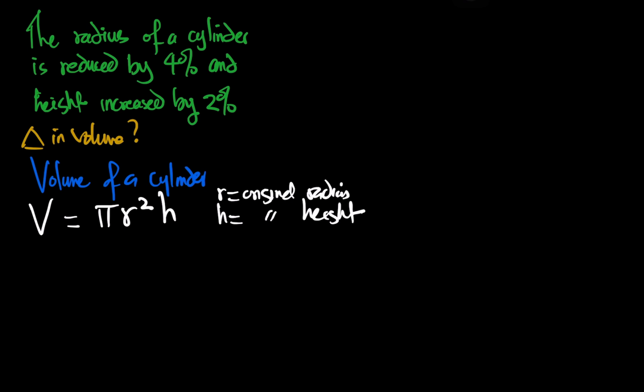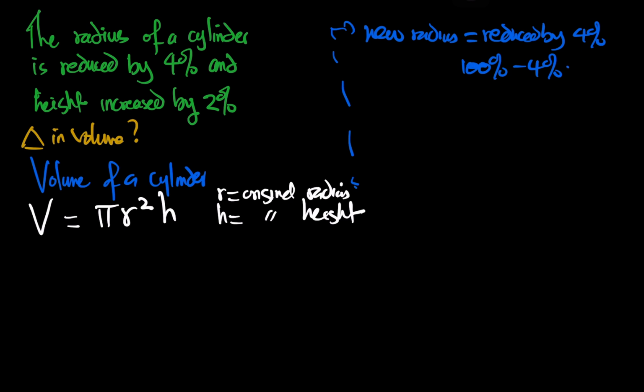So let me rewrite here. Our new radius was reduced by 4%. So that's basically 100% minus 4%, which is 96%. And 96% is 96 over 100, which is 0.96. There's a dot here. So 0.96r is the new radius.